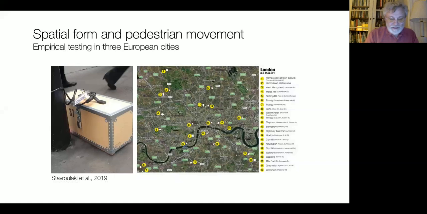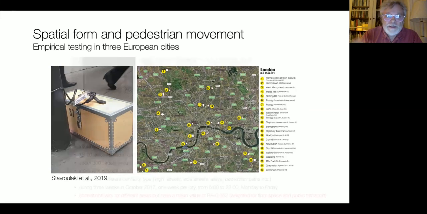We have also conducted a very, very large empirical investigation of this fundamental relation, central also for space syntax research, between spatial form and pedestrian movement. And we did that simultaneously in three large European cities: Stockholm, Amsterdam, and London. And thank you very much again, Space Syntax Lab, who helped out a lot here and were very important in that work.